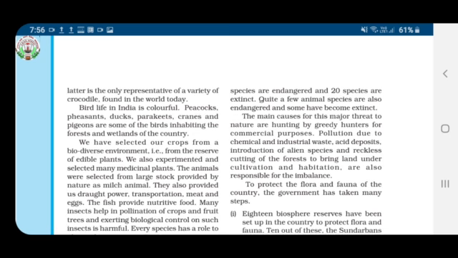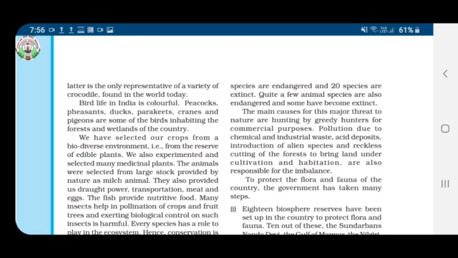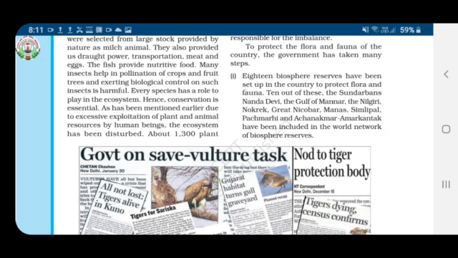Crops are selected from its biodiverse environment, that is, from a variety of edible plants. Many medicinal plants have been experimented with and selected. The animals were selected from stock provided by nature as milch cattle. Milch cattle means those animals which give milk, like cow, goat and buffalo. We got power, transportation, meat and eggs from them. Nutritive food is provided by fish. So we get eggs from hen and meat from goat.